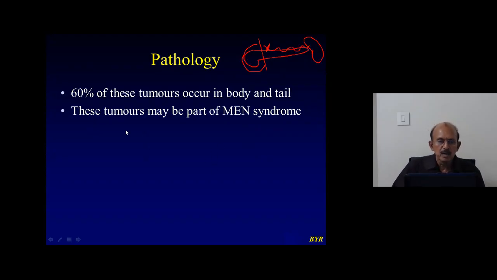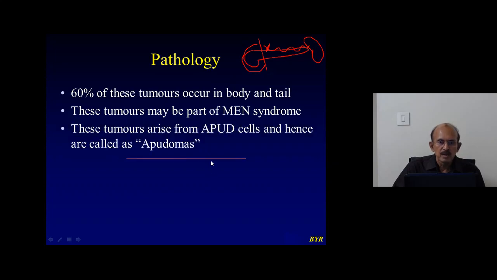Let's come back to endocrine tumors of the pancreas. The tumors may be part of multiple endocrine neoplasia syndrome. The tumors arise from specialized cells called APUD cells. APUD means amine precursor uptake decarboxylase cells. They're special cells. Those cells produce various hormones. And hence these are also called APUDomas.